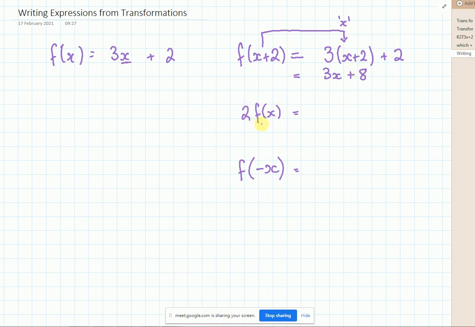If it's something happening outside, what we can do is take the original expression, 3x plus 2, and then treat that as if it's going into this 2. So we replace the f(x) with the expression. So f(x) goes into a bracket and we multiply it out.